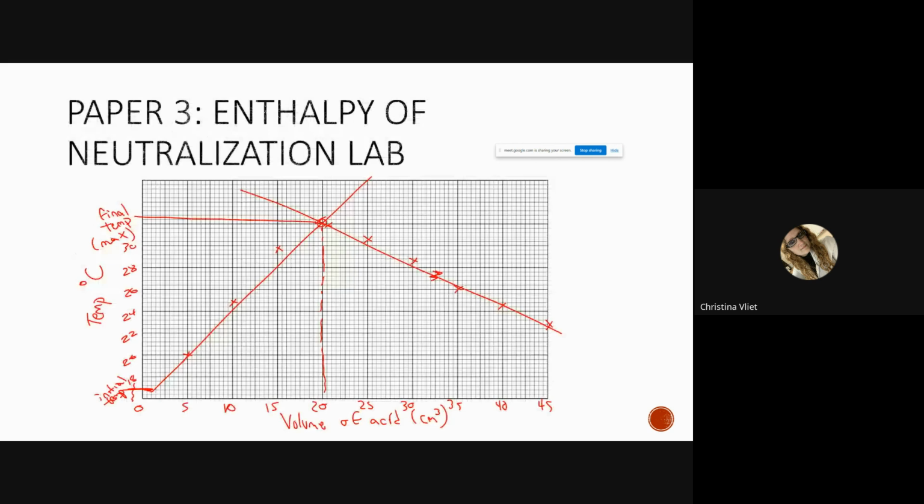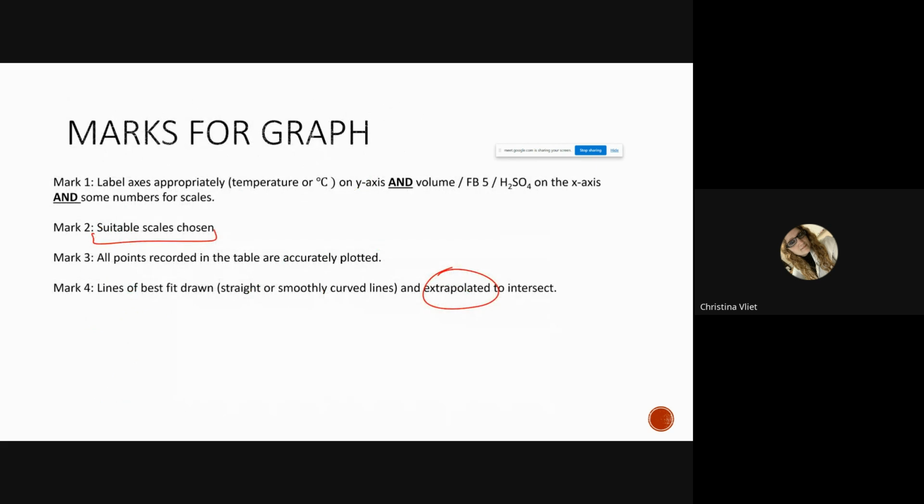Extrapolate. What does that mean? Even though my marks ended here, I just keep writing. Extrapolate means keep going, just keep going up afterwards, on both sides. Your lines of best fit just keep going, and then you find that point in the middle. That's Mark 4. I lifted this off the mark scheme so you know exactly what they're looking for on the graph.